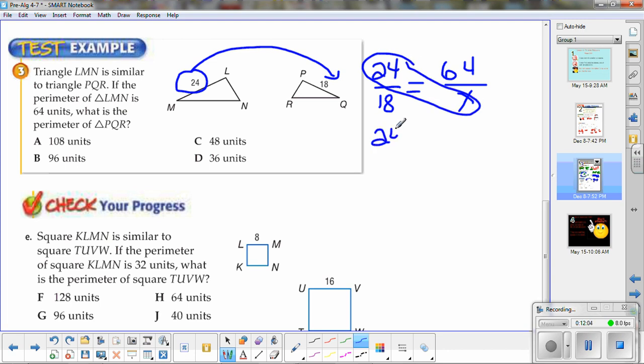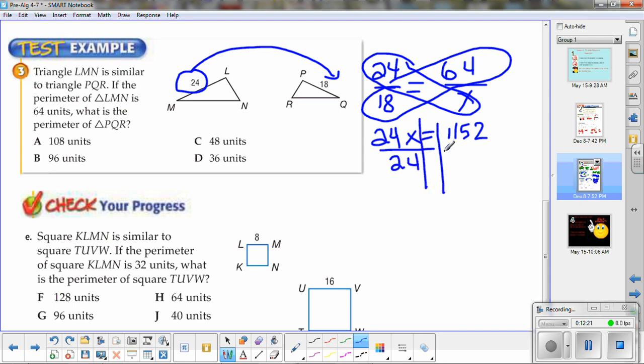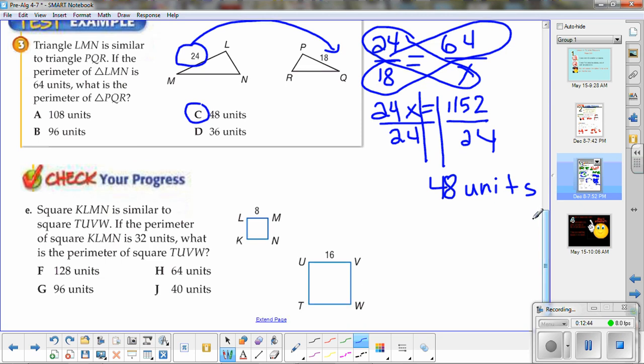Then we go ahead and solve it. 24 times x is 24x. And then 18 times 64. 18 times 64 is 1,152. Then divide both sides by 24. And you get 48. And since we're talking about units here, it's going to be 48 units, which is choice C. You may want to pause the video and try the next one on your own.